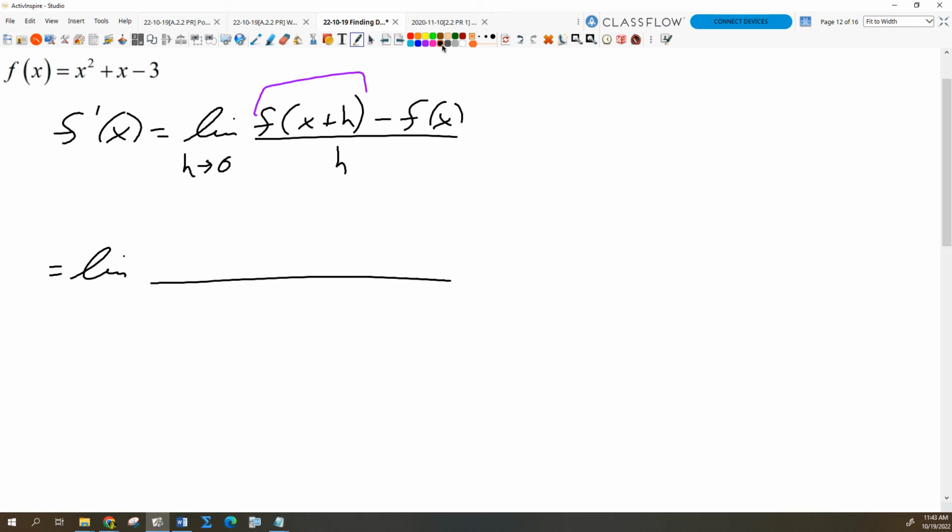Where'd you get the 2? Aren't we solving for what's at 2? Yeah, but that's not the value of h. That would be the value of x. I could plug in 2 for the x's, but let's not. Let's just calculate the derivative function first and then plug in 2. We're not even worried about what value of x we're going to plug in yet. We're just trying to calculate the derivative function first. Okay, but what is that? If f of x is x squared plus x minus 3, what's f of x plus h?